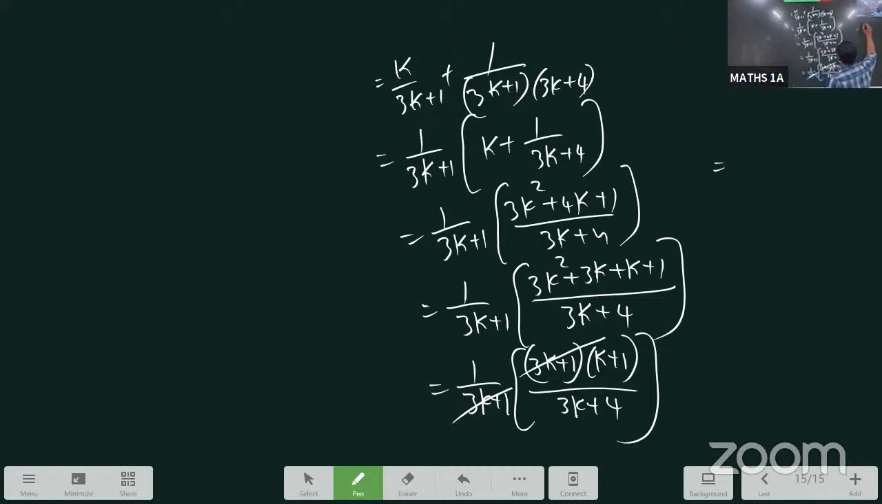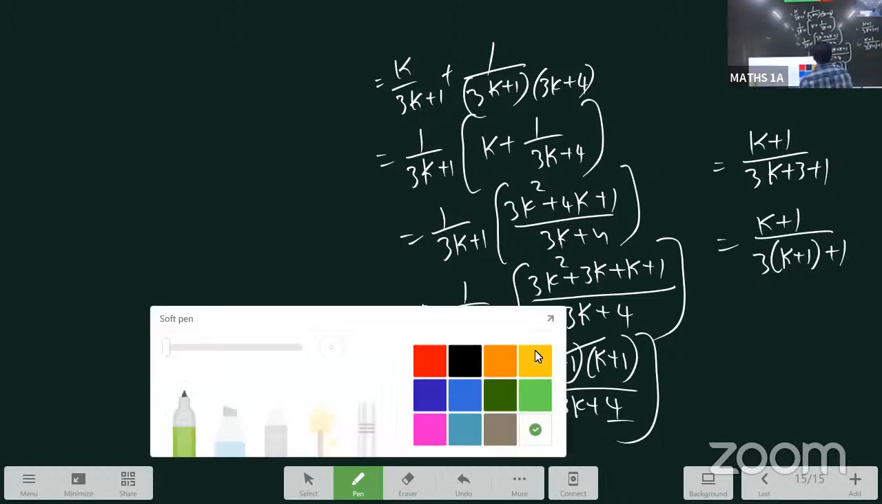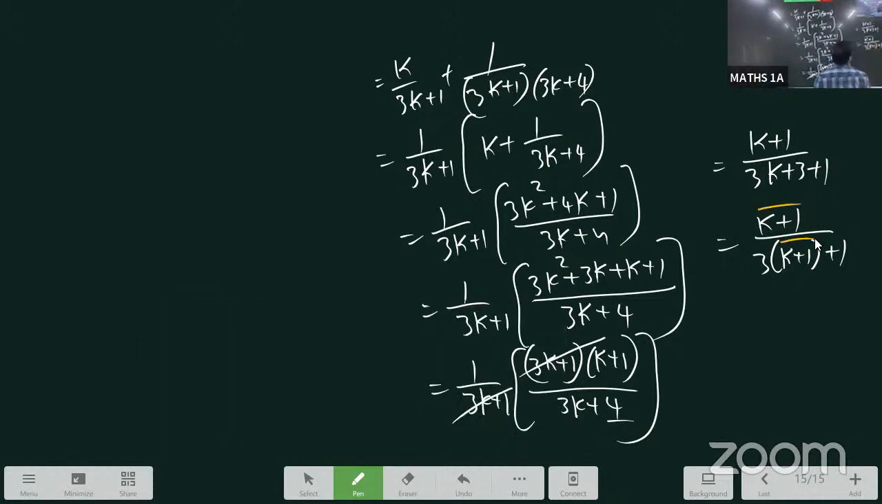Here I am finishing off. k plus 1 by 3k plus 4. This 4, I will write it as 3k plus 3 plus 1. That is nothing but k plus 1 by 3 into k plus 1 plus 1. If you observe, instead of n, I got k plus 1. Check it. Instead of n, I got k plus 1. Therefore, the statement S of n is true for n equal to k plus 1.